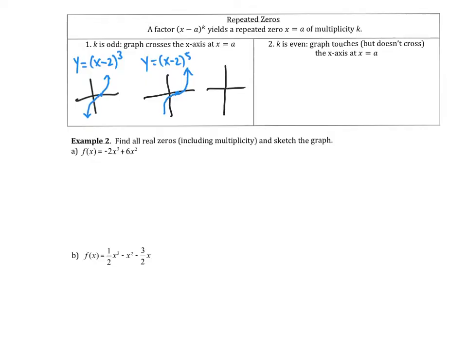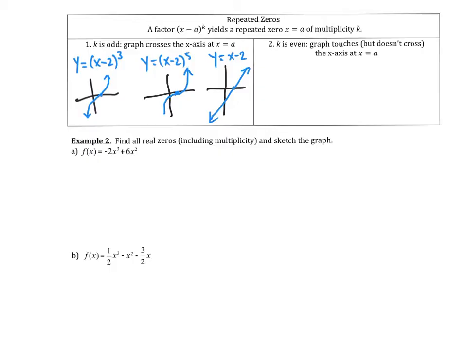You can see that it does kind of level off a little there. And then also y equals x minus 2 has a 0 of 2. But this is a line, so it passes straight through x equals 2. Doesn't stop, doesn't pause. Okay, the second case is if k is even.